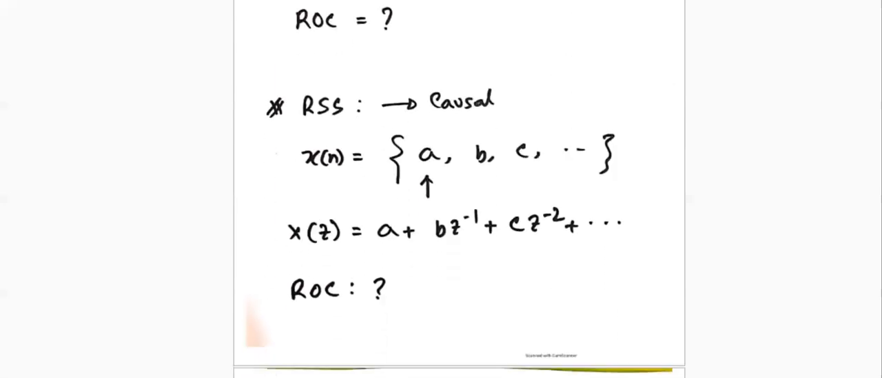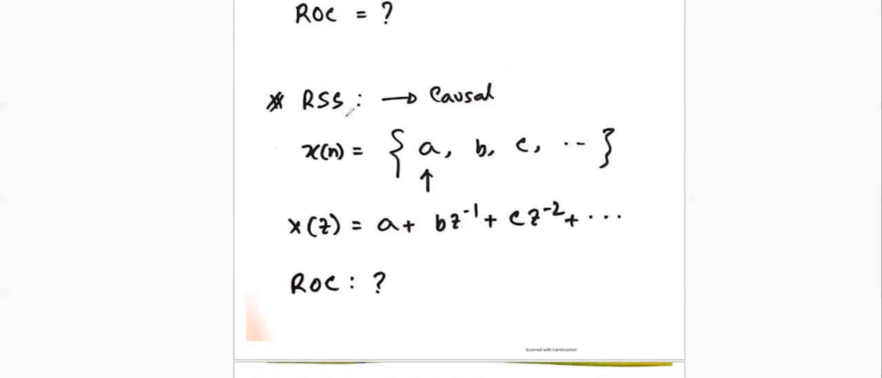Okay. For the right-sided sequences, which is a causal signal, we already know about the causal signal. If that is a right-sided sequence, we have A, B, C. If that is like this, it can be expressed like this. Can you find the ROC of that? It's very simple. Again, put different values of z and try to find the location, find the domain of the ROC.